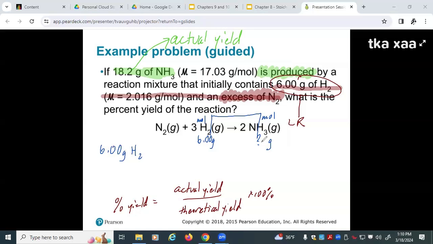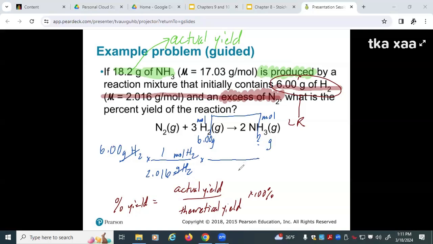Now, luckily for us, we've already been given the molar masses, so we don't have to take any time figuring out what those are. So my first step is to turn the grams of hydrogen into moles. For that, I need a molar mass. Ordinarily, I would need to go to the periodic table to do that. However, since it's been given to us, 1 mole of hydrogen is 2.016 grams of hydrogen. My grams cancel.